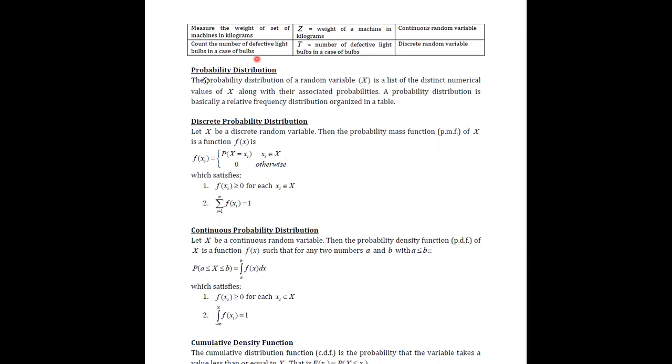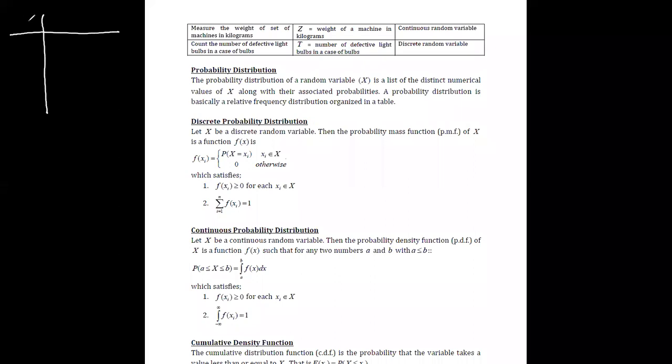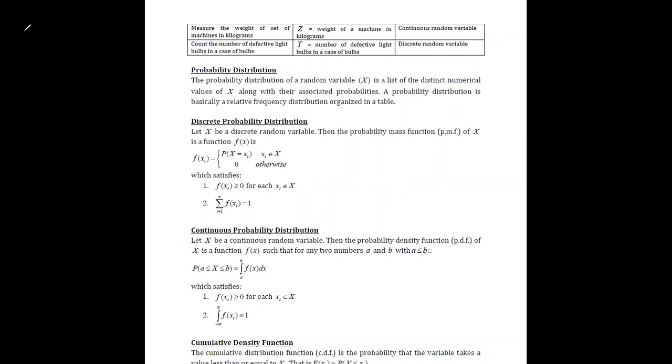Here, what we are going to discuss is an idea of what is meant by a probability distribution. First of all, we will have a look at this matter. Now, I will explain this using an example. Consider the experiment of rolling a die.